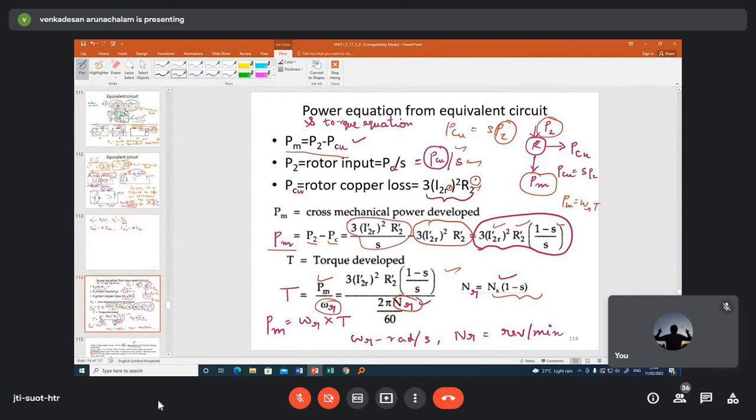Any doubt in this? Omega R is in radians per second, NR is in revolutions per minute. So omega R I can write as 2 pi NR by 60, and rotor speed I can write in terms of synchronous speed, that is Ns into (1 minus S). Any doubt in this? If you are having any doubt, you can ask me. Shall I proceed? Yes.